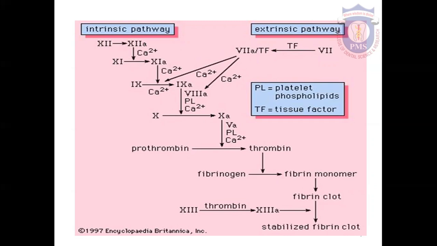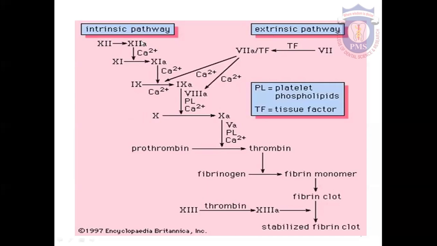So, whenever there is activation of platelets, there is release of certain factors which will cause activation of the coagulation cascade. In the coagulation cascade, you have intrinsic pathway and extrinsic pathway. There are clotting factors present in the plasma. These factors are activated by the activation of platelets and release of activators.